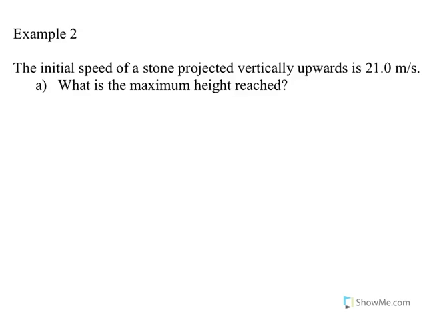Okay, so the initial speed of a stone projected vertically upwards is 21 metres per second. What is the maximum height reached? So here we are on the ground. Here's our stone. We shoot it up there, it goes up, and then it will come back down. So we're wanting to know this distance here.